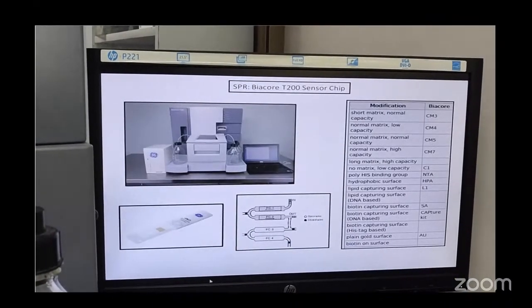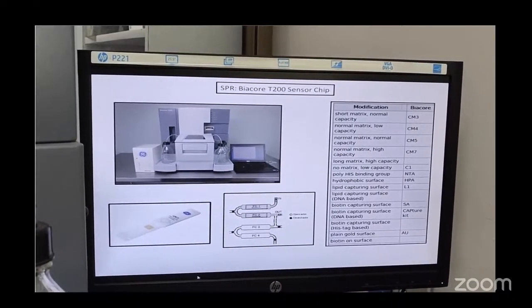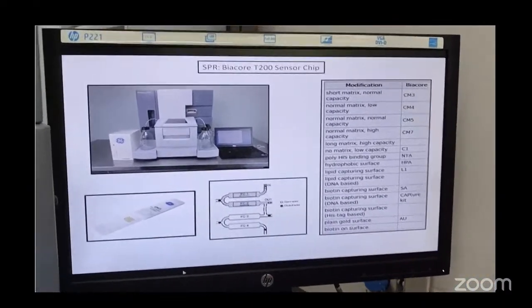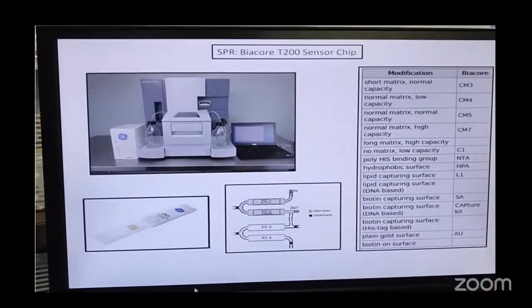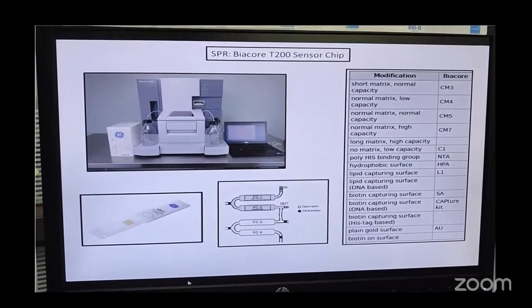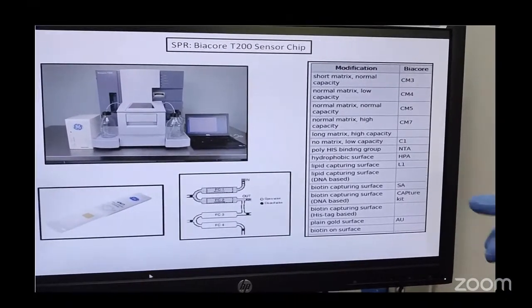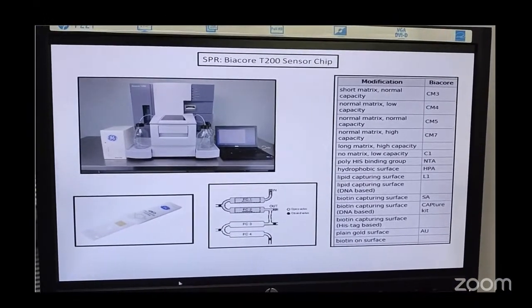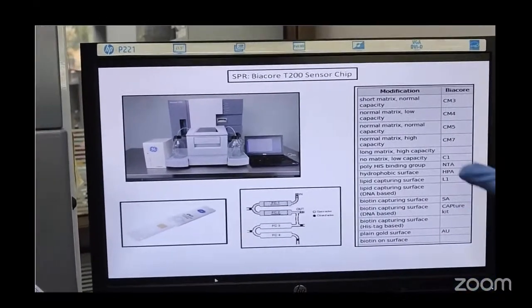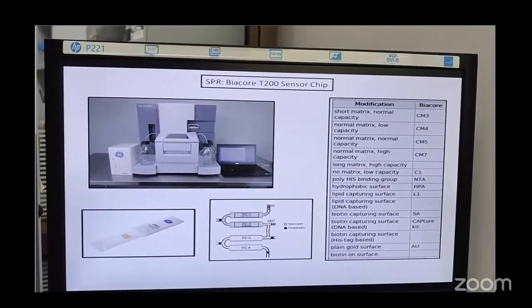Okay. So there are different types of chips available. On the basis of what experiment you want to perform, you will choose the chip. For example, if you want to immobilize His-tagged protein, you will use NTA. If you want to immobilize lipid, you will use L1. If you want to immobilize biotinylated nucleic acid, you will use SA. This is how, on the basis of your experiment, you will use different types of chips.